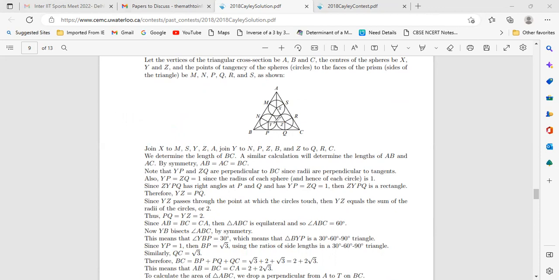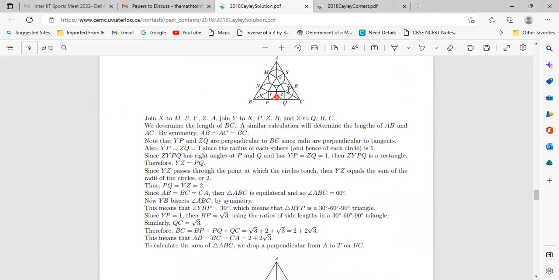If YZ is 2, PQ is also equal to YZ. So PQ is also 2 only. I hope it is clear. So PQ is 2. This is 2.